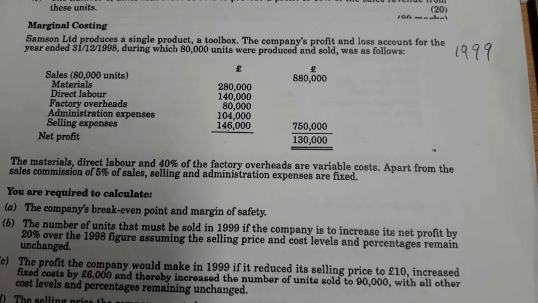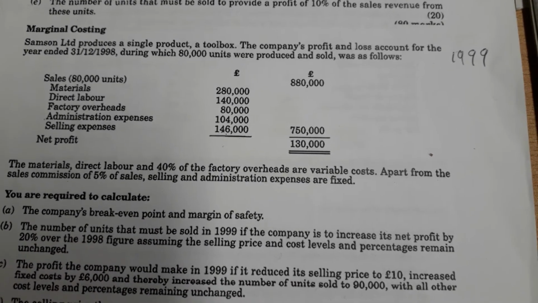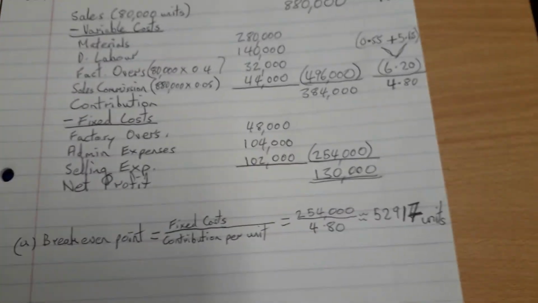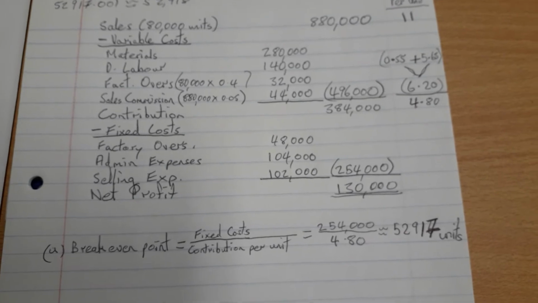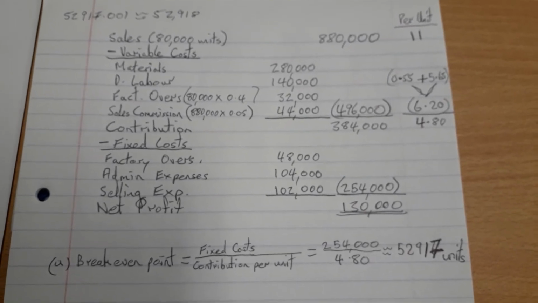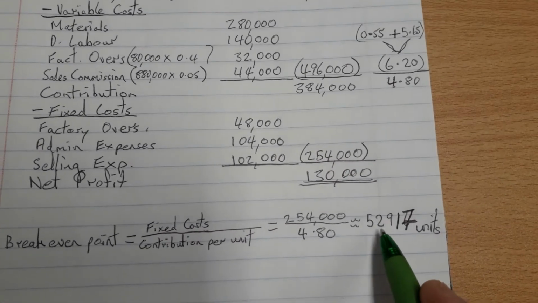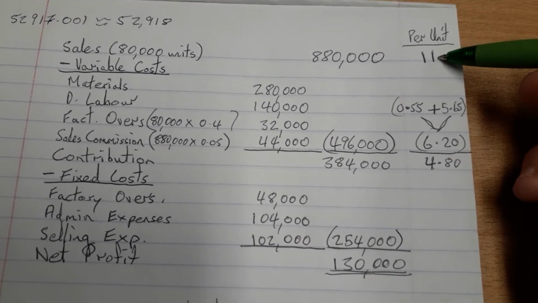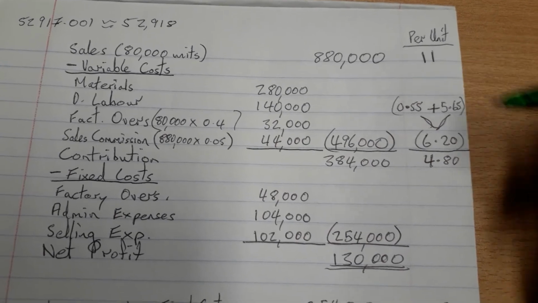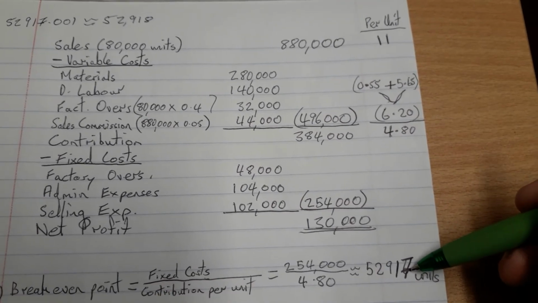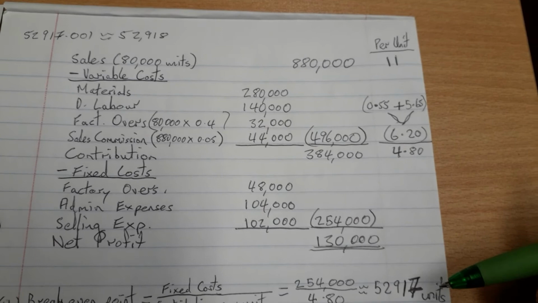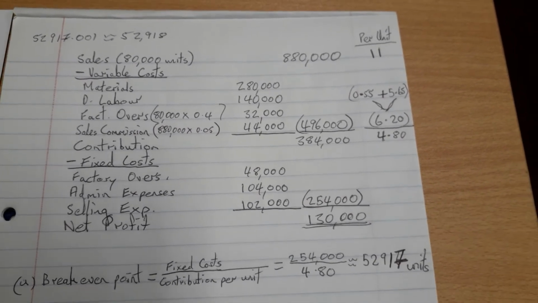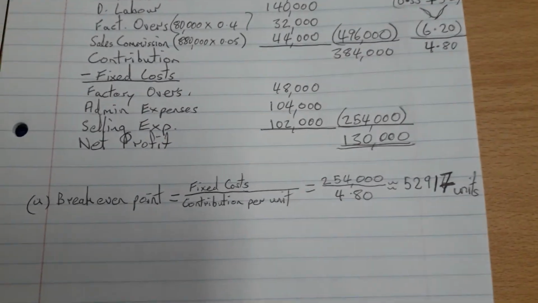But if they happen to, at some stage, ask for what's the answer in euros, in other words, what level of sales would this company have to do in order to break even? What sales revenue would they have to make in euros? All we would have to do is take this 52,917 and multiply it by 11 euros per unit, because that's how much they'll get for each unit they sell. So if we multiply the 52,917 by 11, we would get the break-even point in euros, in money terms. Okay, that's the first part.